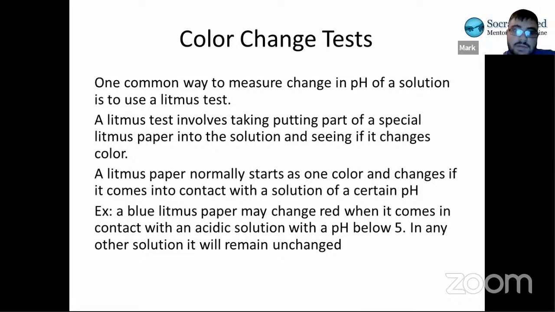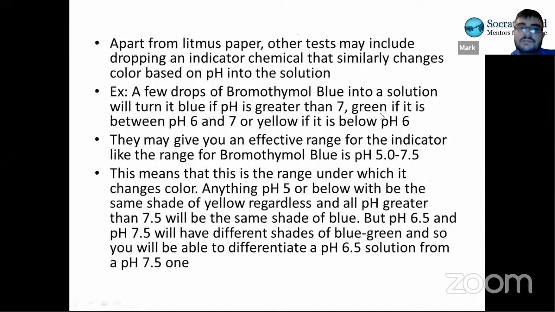So you dip the litmus paper in the solution. If it changes to red, you know that the solution is acidic, below pH 5. If the pH of the solution is 7, you dip the paper in, you dip it out, it's still blue. That means you know it's above pH 5. Very simple test, very easy.